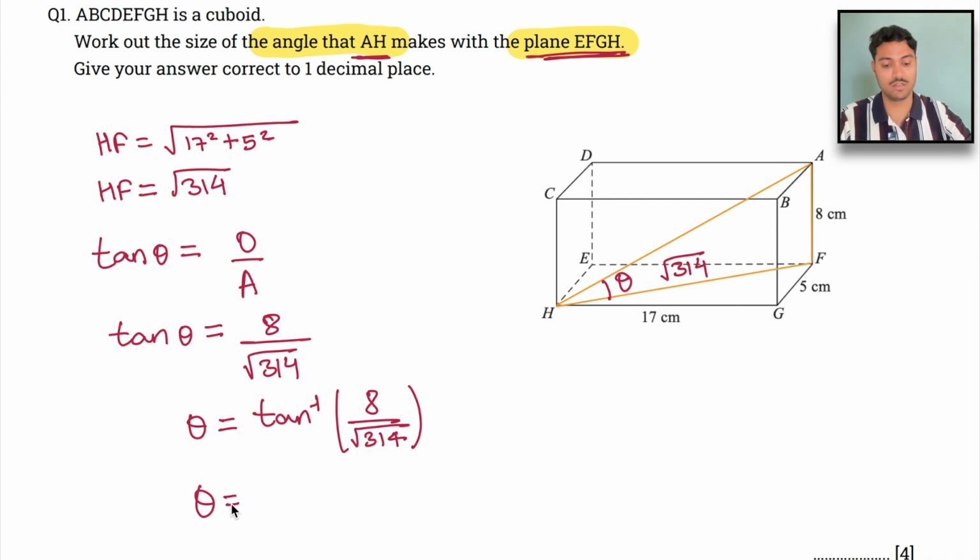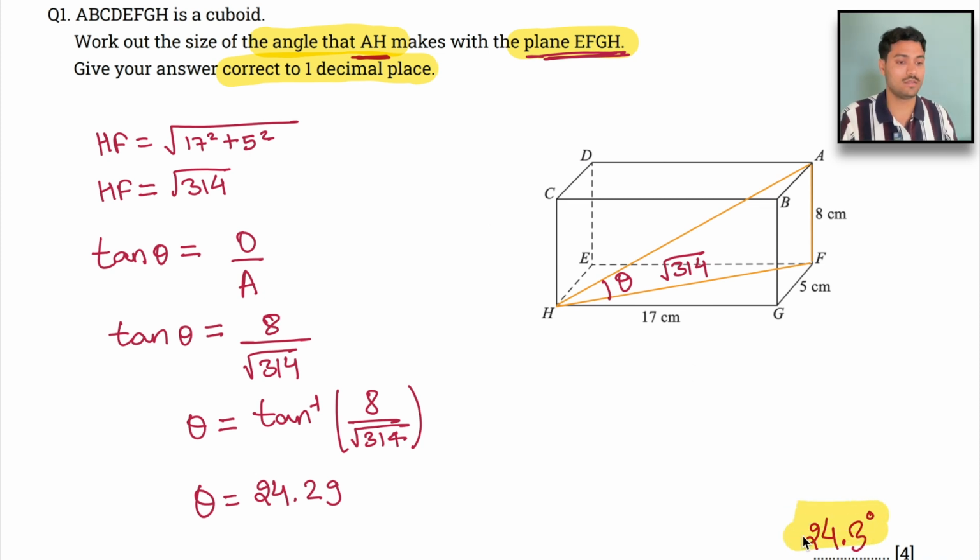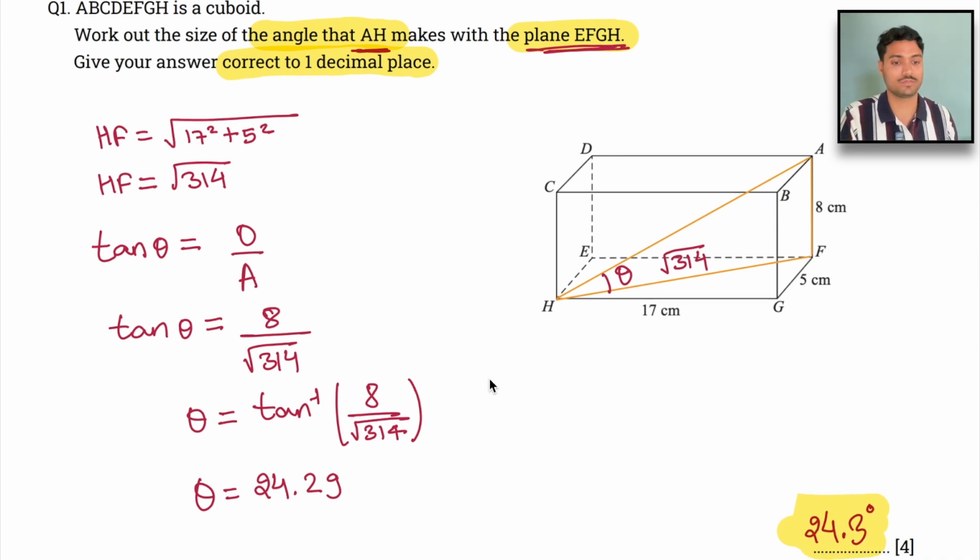You will get the answer, which is 24.29. But in the question it says write correct to one decimal place. Always check these instructions. So 24.29 can be written as 24.3. This is the angle, so 24.3 degrees, and that's the answer. Let's try another question.